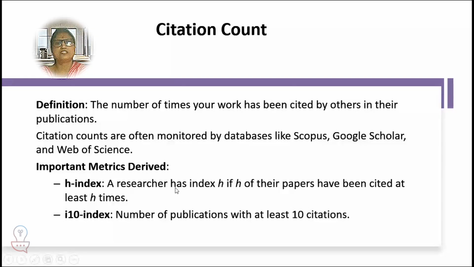A researcher has index H if H of their papers have been cited at least H times. And another metric is I10 index, which means the number of publications with at least 10 citations.